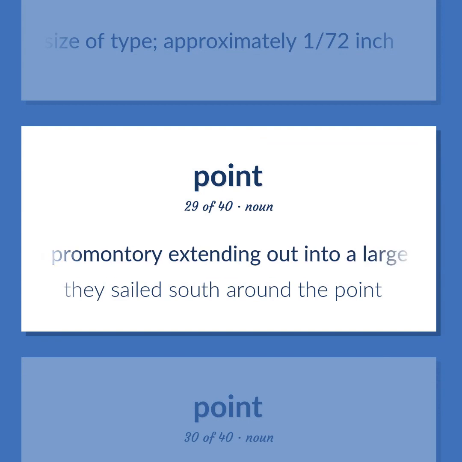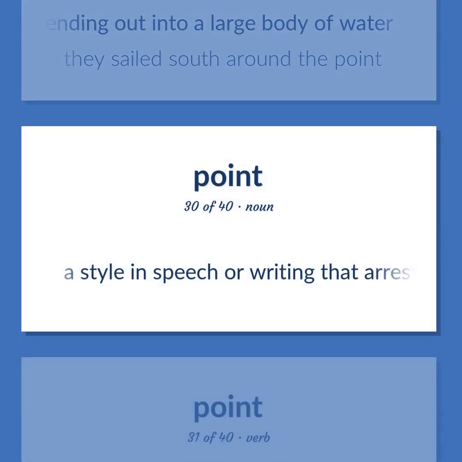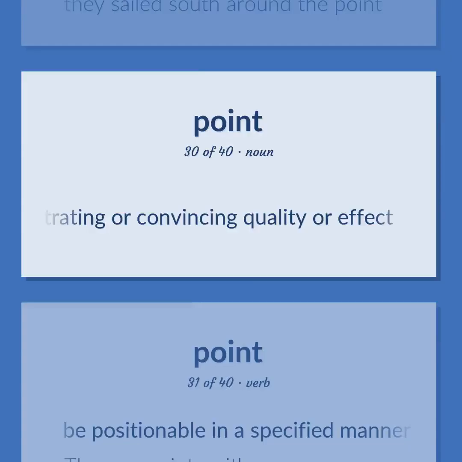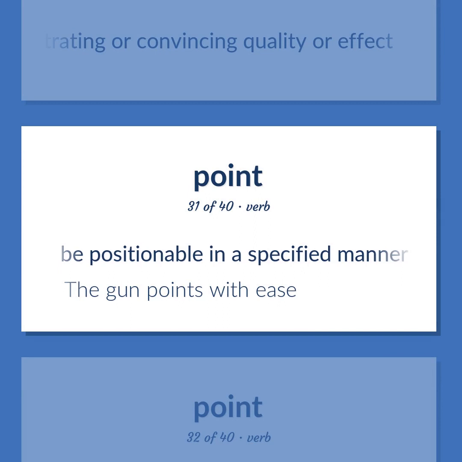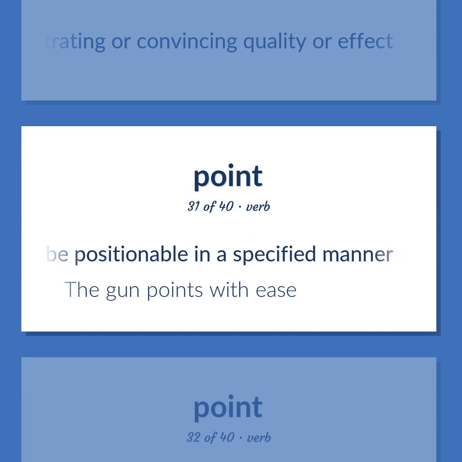A promontory extending out into a large body of water. They sailed south around the point. A style in speech or writing that arrests attention and has a penetrating or convincing quality or effect. Be positionable in a specified manner. The gun points with ease.